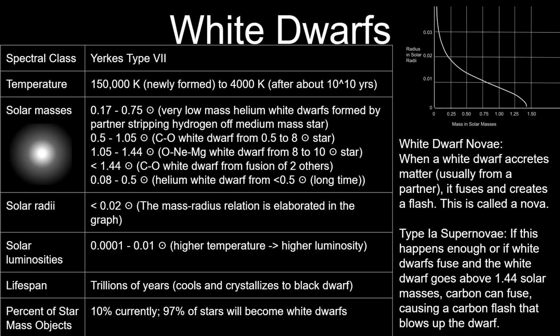White dwarfs of various masses up to 1.44 solar masses can be a carbon-oxygen white dwarf from the fusion of 2 white dwarfs. And white dwarfs from 0.08 to 0.5 solar masses that aren't a result of gas stripping have not formed yet, but after a long time they will form, and they will be helium.